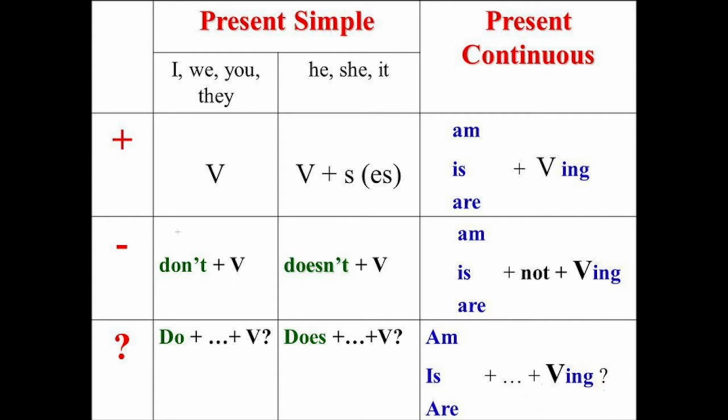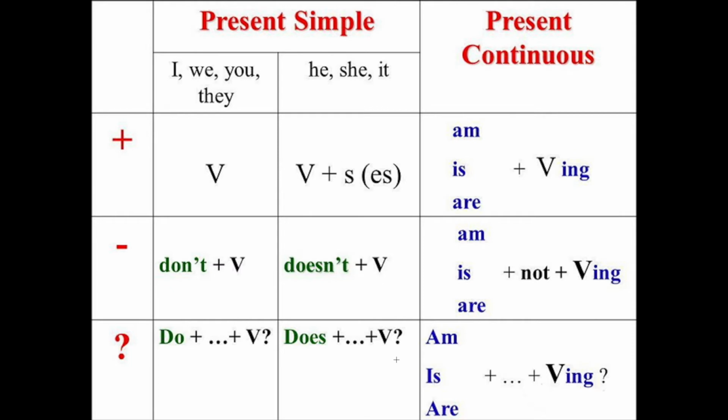In the negative, you're going to use don't for these subjects and doesn't for he, she, and it. For questions, you are going to use do plus a subject and then the action. And when you have she, he, or it, you're going to use does, then he, she, or it, and then the action.